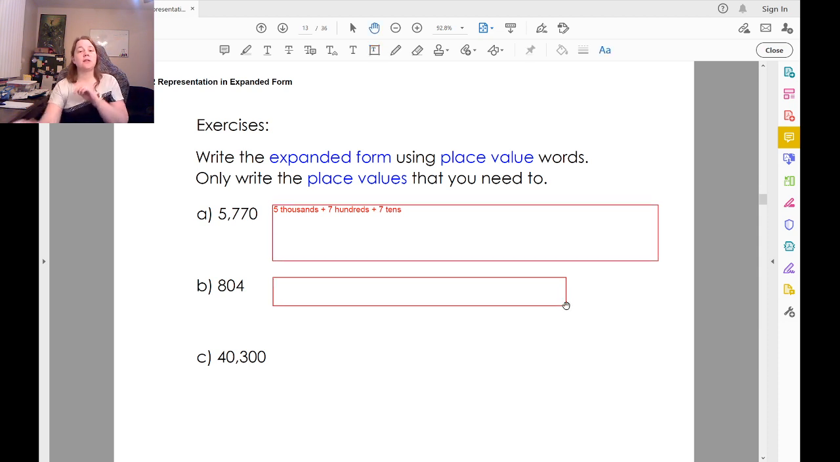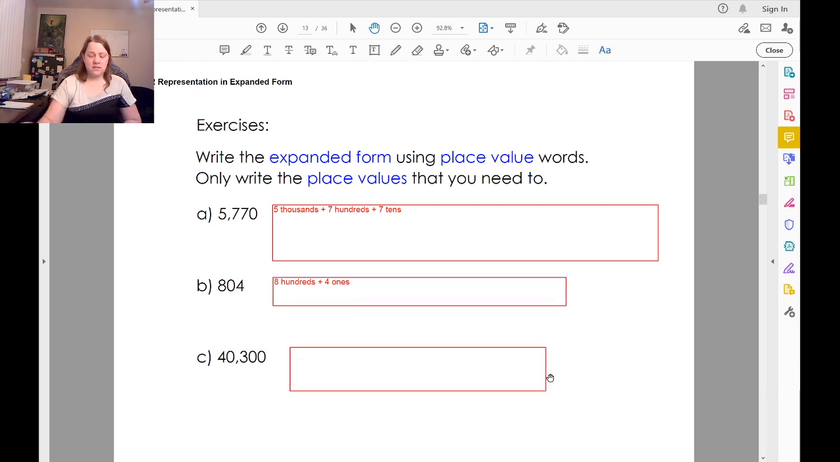You go ahead and start the next 2 on your own, and when you come back, we'll talk about it. Welcome back. So we have 800s plus 4 1s. Simple as that. We don't need any tens because we don't have any tens. For the last one, we have 4 10,000s plus 300s. Awesome. We're all done.